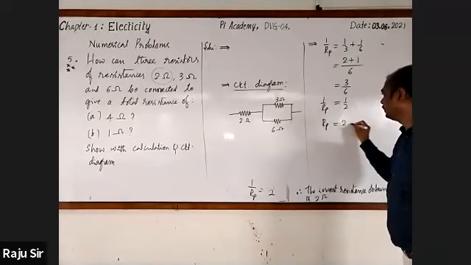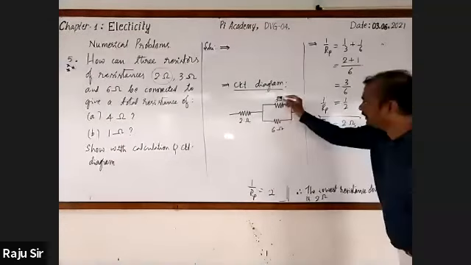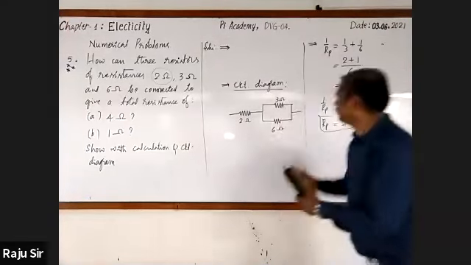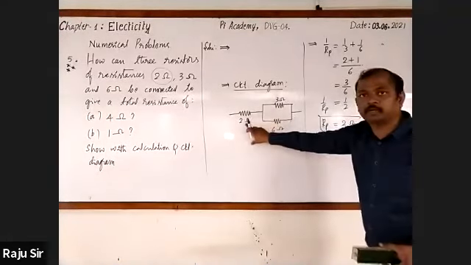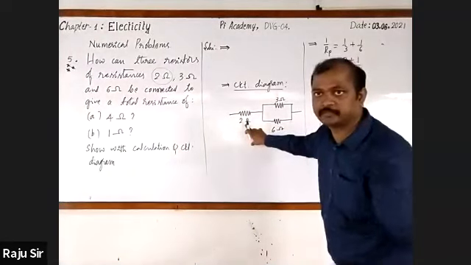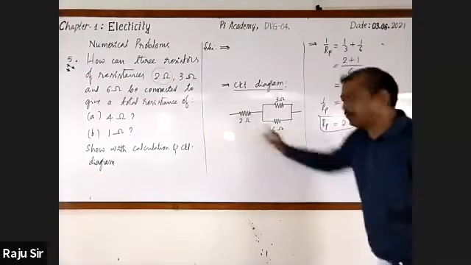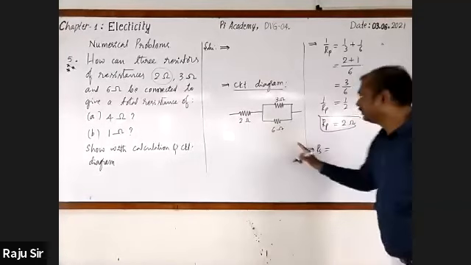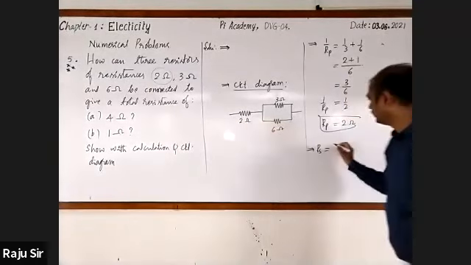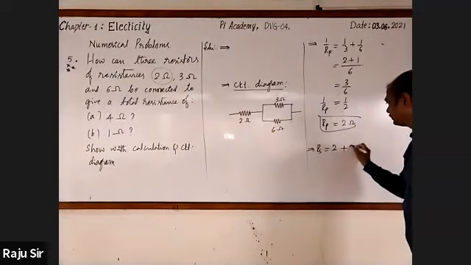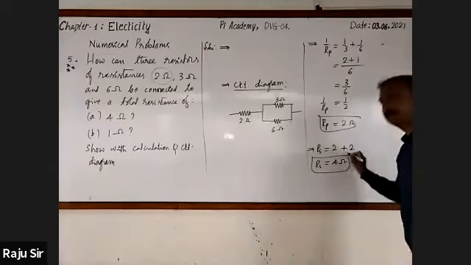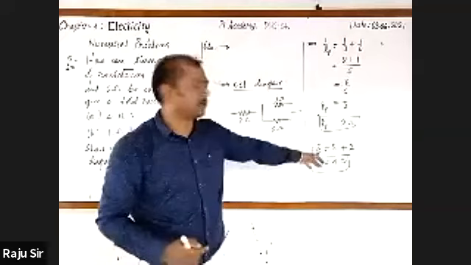Rp is equal to 2 ohm. The combination of these two resistors is 2 ohm. And this 2 ohm should be connected with 2 ohm in series. Understood? Now, Rs is equal to 2 ohm plus 2 ohm. It is 4 ohm. Now we got the required electric resistance.